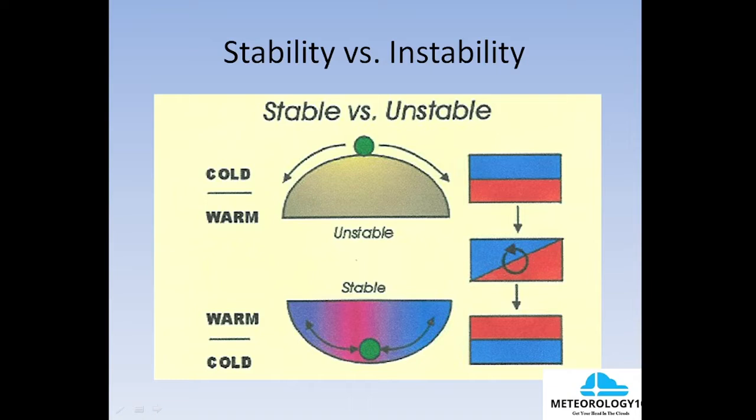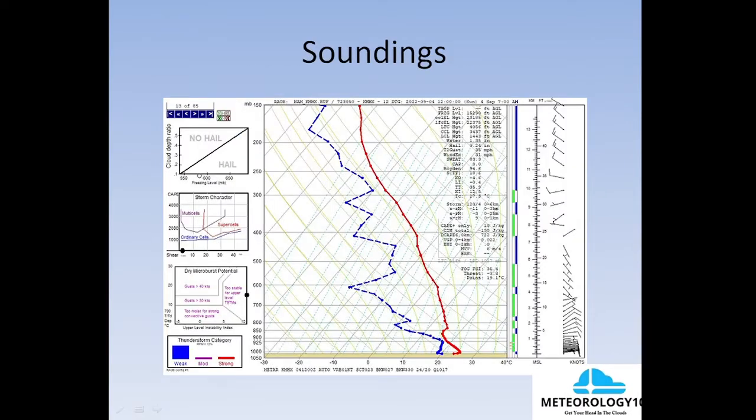Now if you push an air parcel and it stops or returns to its original position, then you're in a neutral environment, which does happen too. So all right, the soundings: it's a graph of properties of the atmosphere such as temperature and dew point with respect to altitude.